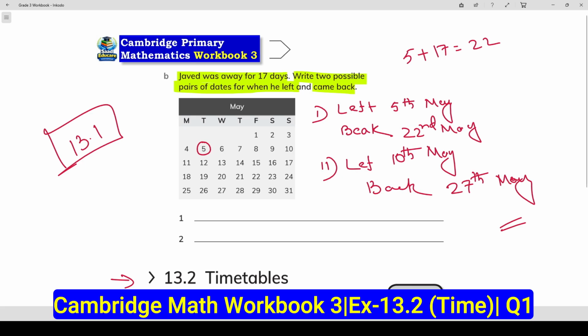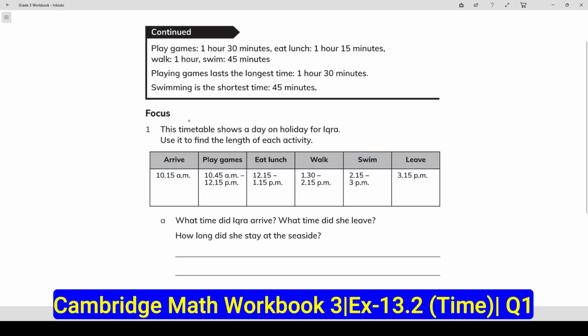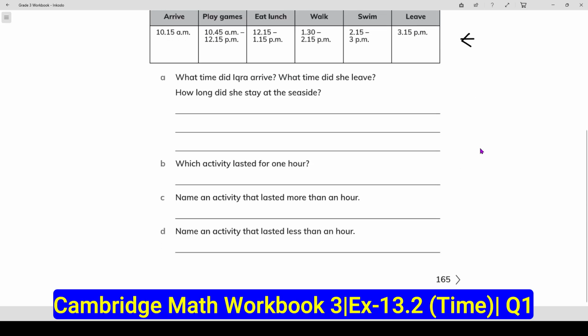Cambridge Primary Mathematics Workbook 3, we are starting exercise 13.2, which is a timetable. Question 1. This timetable shows a day on holiday for Ikra. Use it to find the length of each activity. So here is her timetable and we are trying to solve the following question.